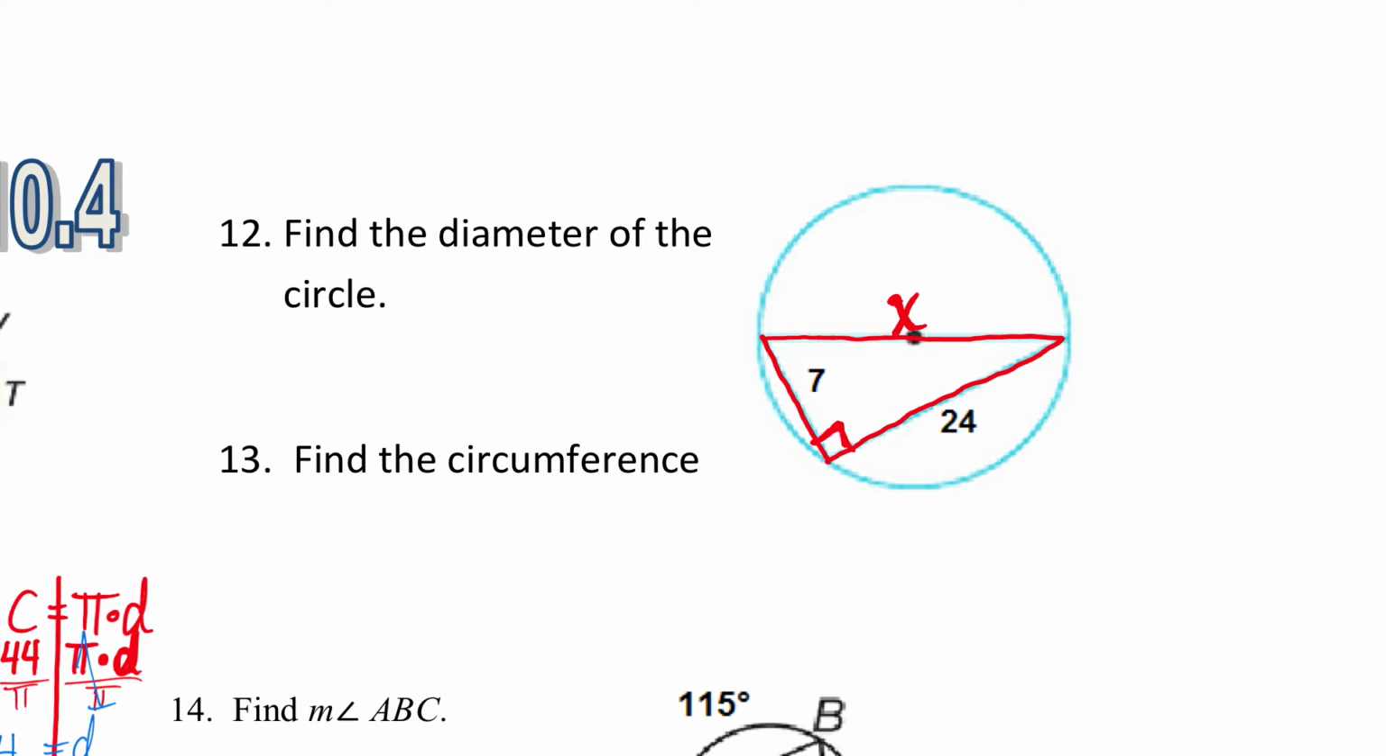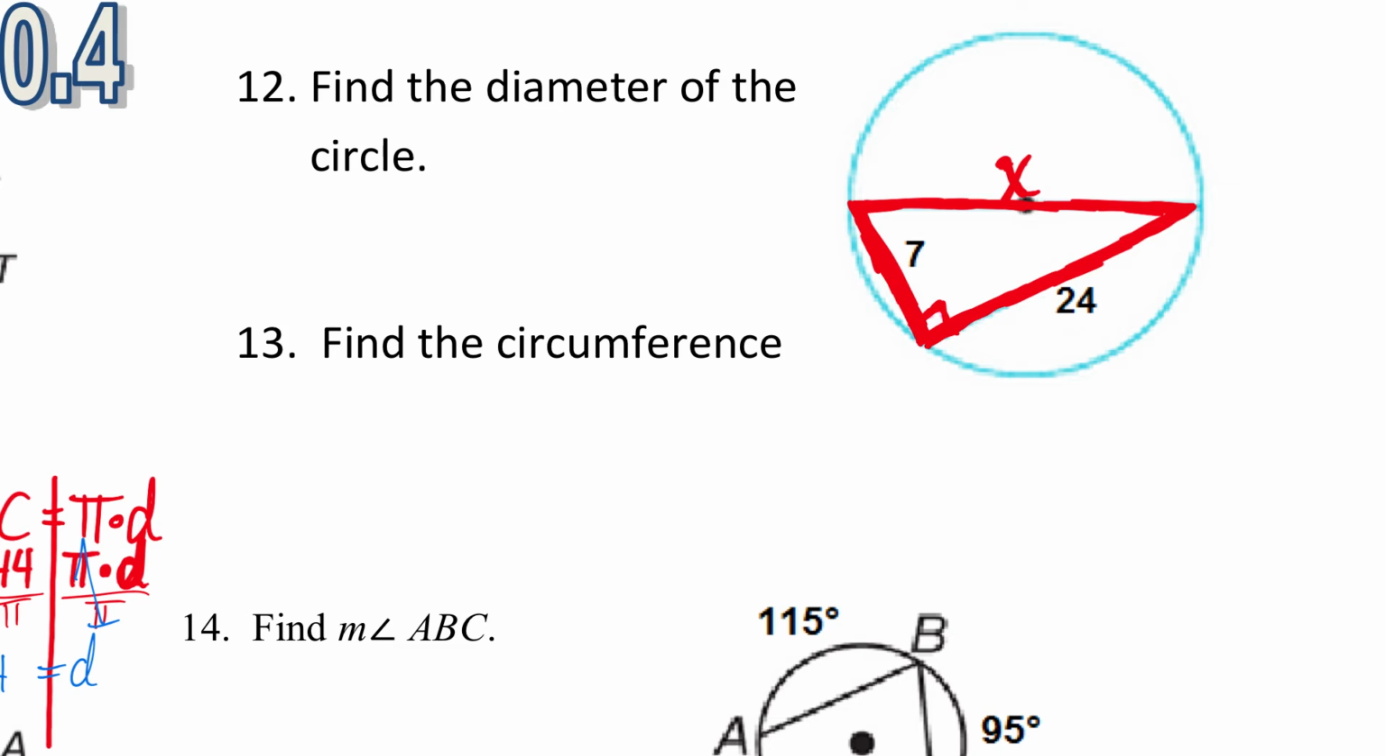What am I going to use to find the length of the diameter? How am I going to find X there? Like, 7 plus 24, right? Plus x equals, I don't know, do we know? Isn't the square root? How am I going to find the length of this side right here?